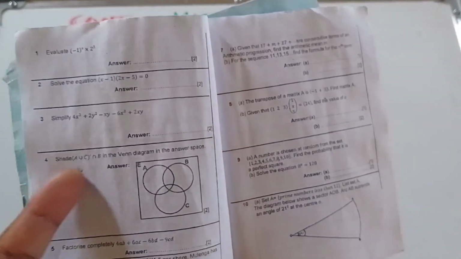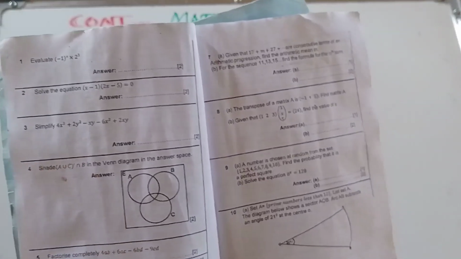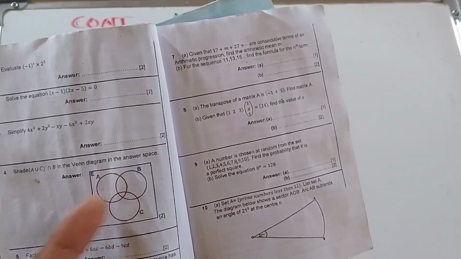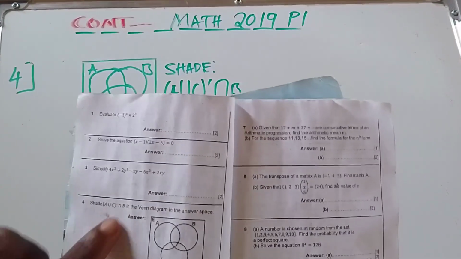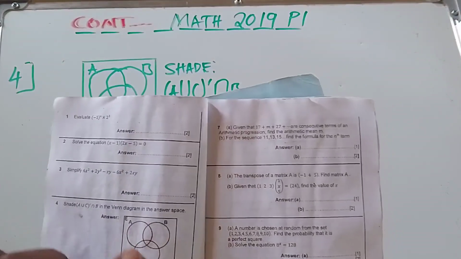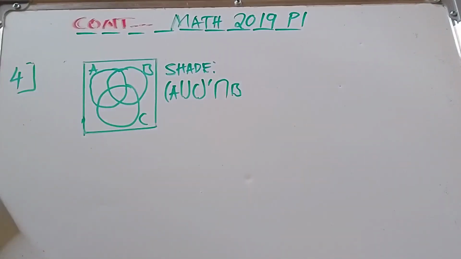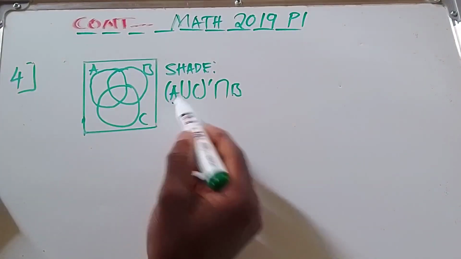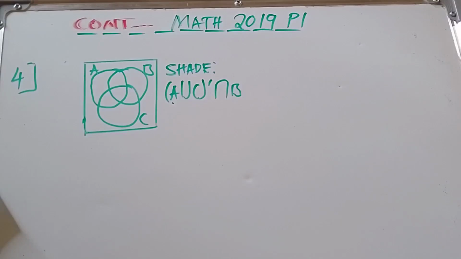So we have been told to shade A union C complement intersection B in the Venn diagram in the space provided. So we have been given this diagram, as you can see, right over here, and then you have been given this expression, and you have been told to shade this expression, which is A union C, which is right over here, A union C complement intersection B.